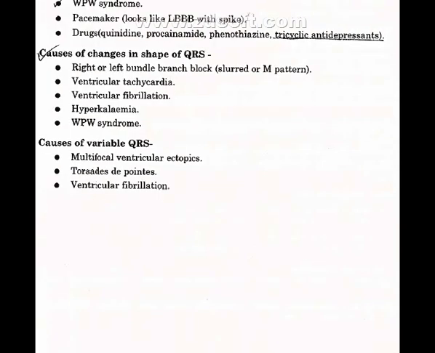Now causes of changes in shape of QRS: right or left bundle branch block, slurred or M pattern, ventricular tachycardia, ventricular fibrillation, hyperkalemia, WPW syndrome. Causes of variable QRS: multifocal ventricular ectopics, torsades de pointes, ventricular fibrillation.